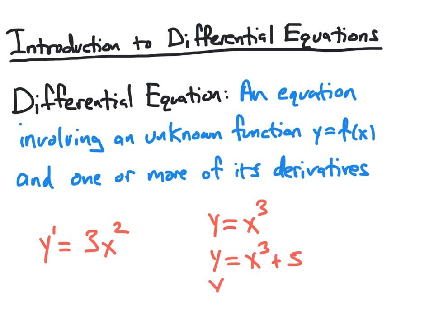And in fact, along the same lines, if we take y equals x cubed plus any constant c, any real number c, we know the derivative of a real number or a constant is 0, and so the derivative of this function would also be 3x squared, and this would be a solution to our differential equation as well. Since there are infinitely many real numbers or infinitely many values for c, this particular differential equation has infinitely many solutions.